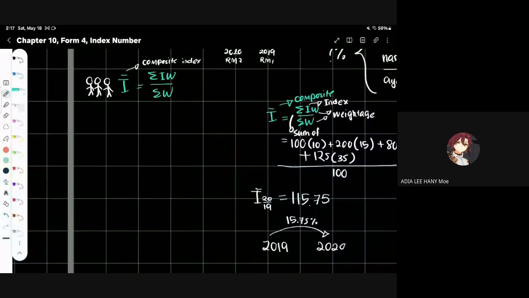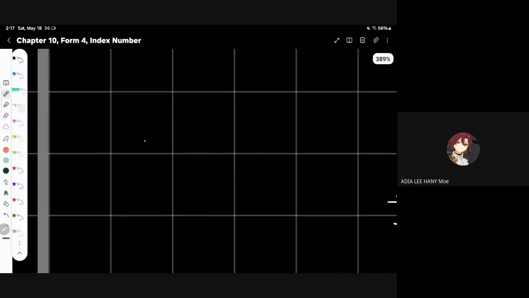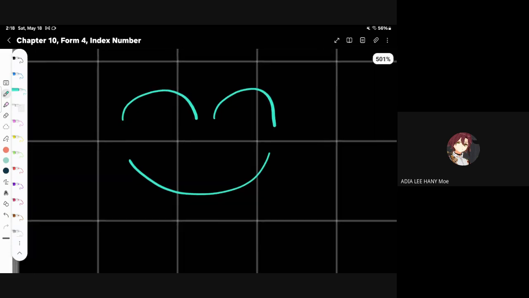The next formula that you have to know is the smiley face formula. The smiley face formula is not taught in school. I know, Cikgu Suada doesn't teach this. So listen up. Oh my god, my phone. Sorry, I dropped my phone. The smiley face method is not taught in school because teachers say it's not the correct way, but it's still the correct way. So what is the smiley face method?